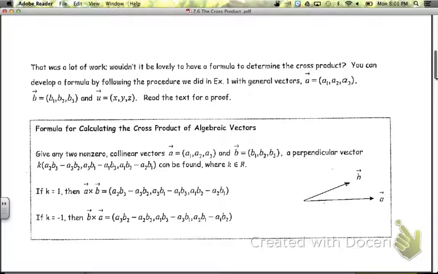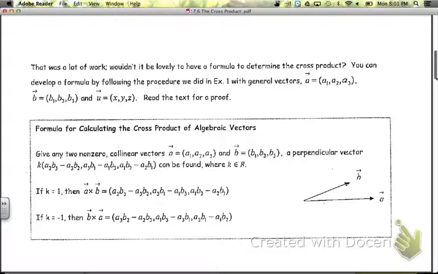As you noticed, that was a lot of work in example 1. So it would be awesome if there was a great way to use a cross product, some sort of formula. You can develop a formula by following the procedure we did in example 1 with general vectors A, B, and U. In the text you'll be able to read that proof.